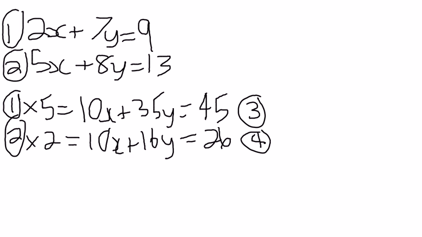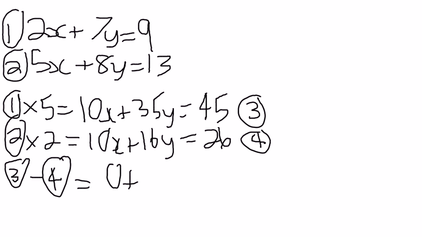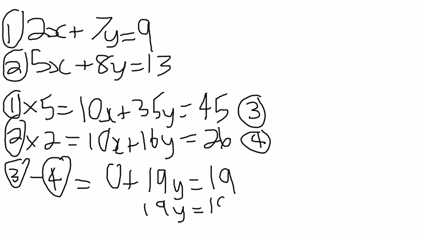So now you're going to want to do 3 minus 4 again, or 4 minus 3, it doesn't really matter. I'm going to do 3 minus 4 because it'll be easier to subtract 35 and 16. So 3 minus 4 equals 10x minus 10x is 0, plus 35 minus 16 is 19y, equals 45 minus 26, which is also 19. This means that 19y is going to equal 19. Y is therefore going to equal 1 when you divide.